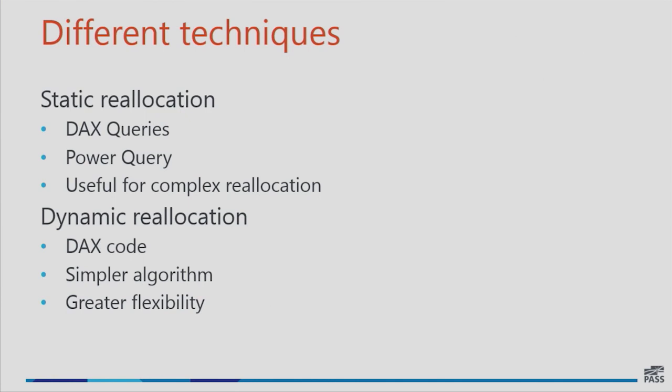It depends. The static reallocation could be the right choice when the algorithm that you are going to implement is very complex, because of performance. The dynamic reallocation could be very good because it is less expensive in terms of memory, but it could be more expensive at query time. We will see both, so you can choose.